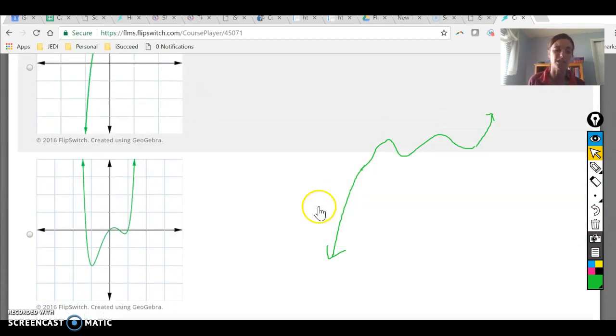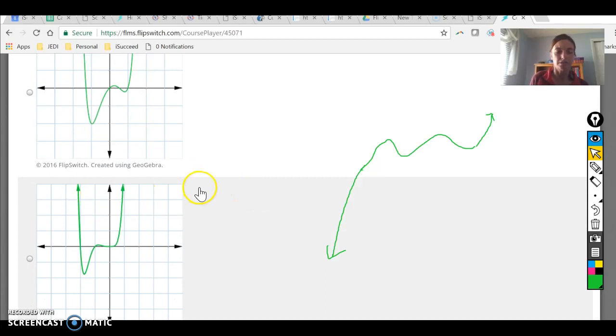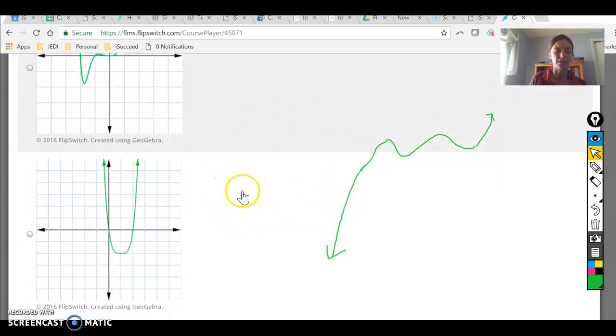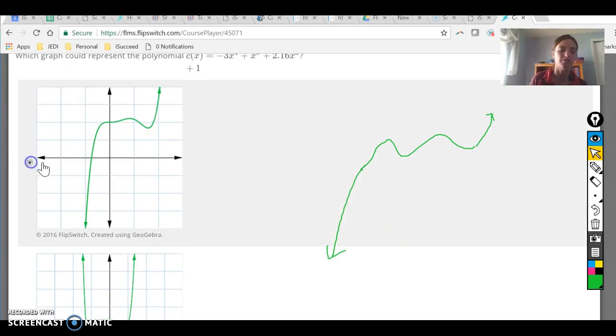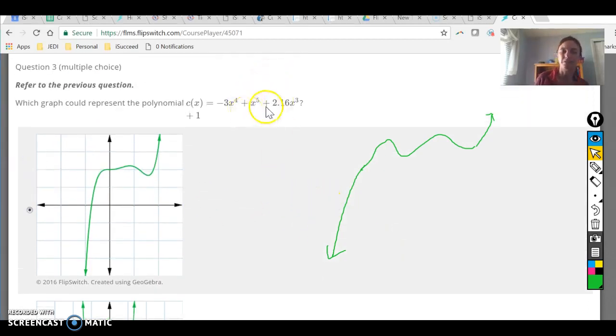It looks like the first one does. The second one doesn't because they're both going in the same direction. This one they're going in the same direction, and the last one they're going in the same direction. So the only one that could possibly work here, because it has to head off in different directions if we have an odd degree polynomial, is the first one.